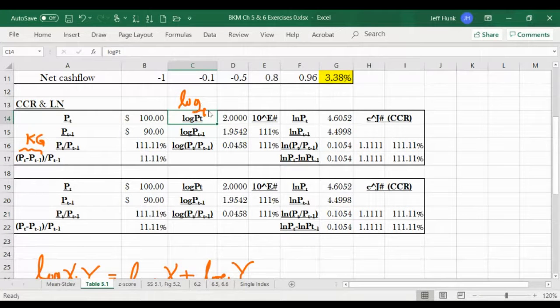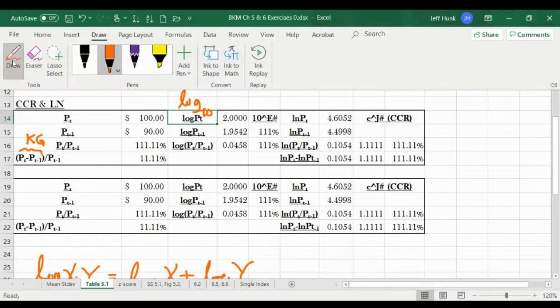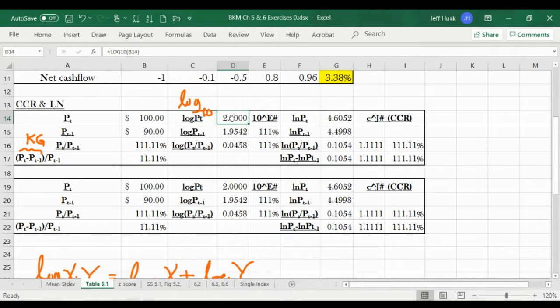Log to base 10, common log. How do I know it is common log? Because here, you see, log to base 10 of this, right? And it's going to be 2 because, think about it. Log to base 10, right? 100 is 10 squared, so it will have to be 2, right?